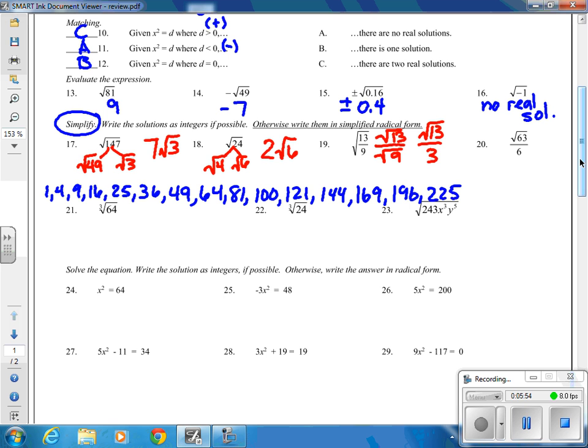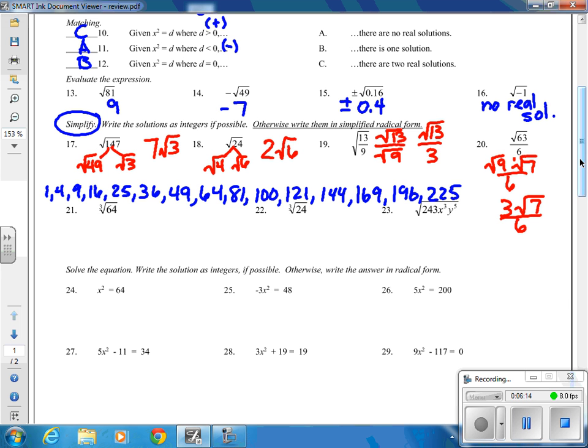When you go to number 20, the 6 on the bottom is already a whole number, so we're going to leave that as is. But the 63 up top can break down into a perfect square and a non-perfect square. 63 is made by 9 times 7, so that'd be the square root of 9 times the square root of 7. Right? The square root of 9 is the whole number 3, so I have 3 radical 7 over 6.